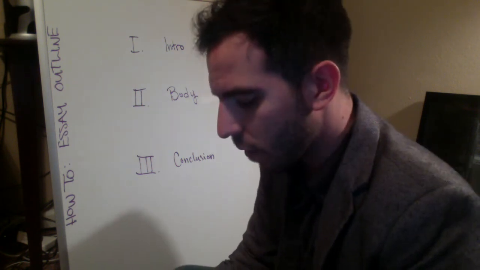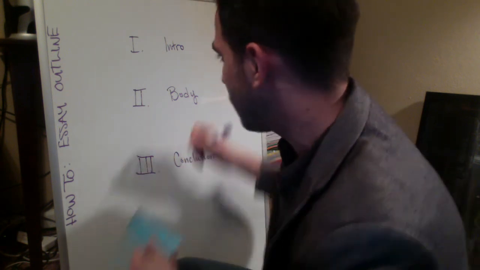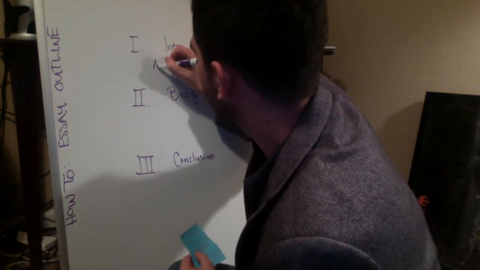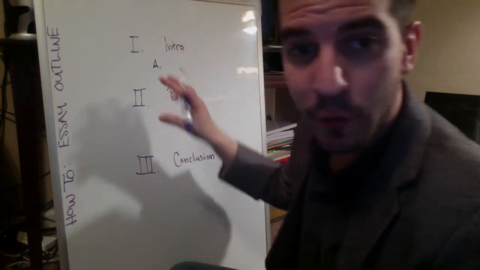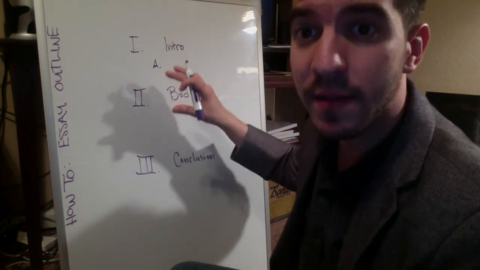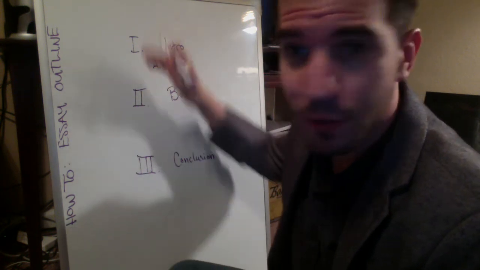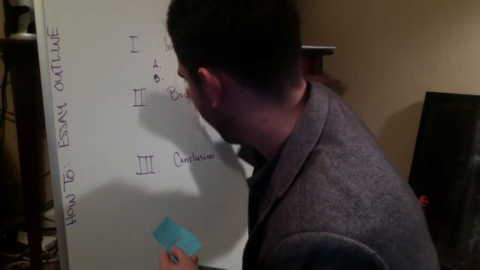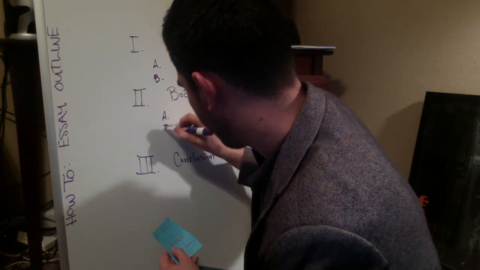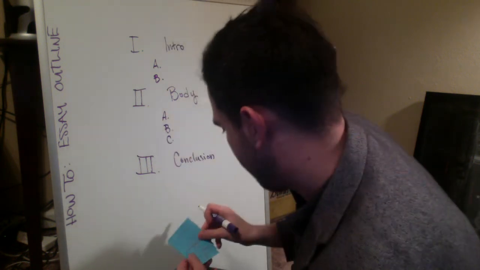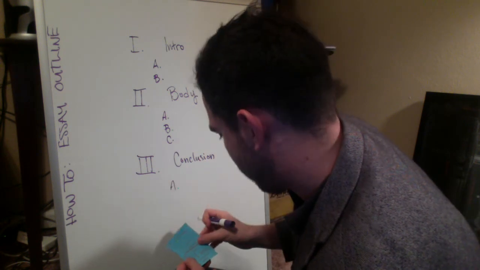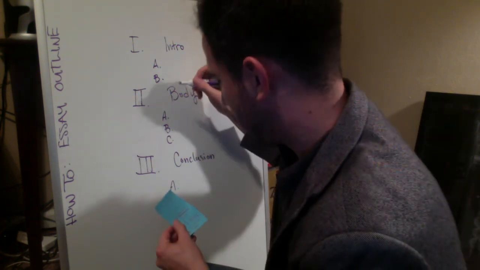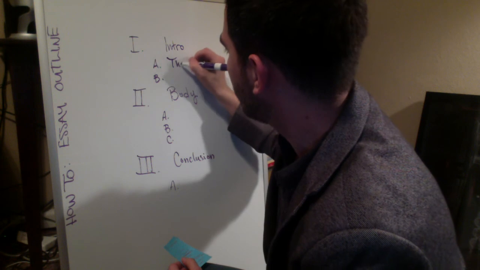All right, so I'm going to go ahead and fill out the rest of this here and then explain it. So each section, each subsection gets a letter, A through B, or A through C. So A is going to be our thesis.